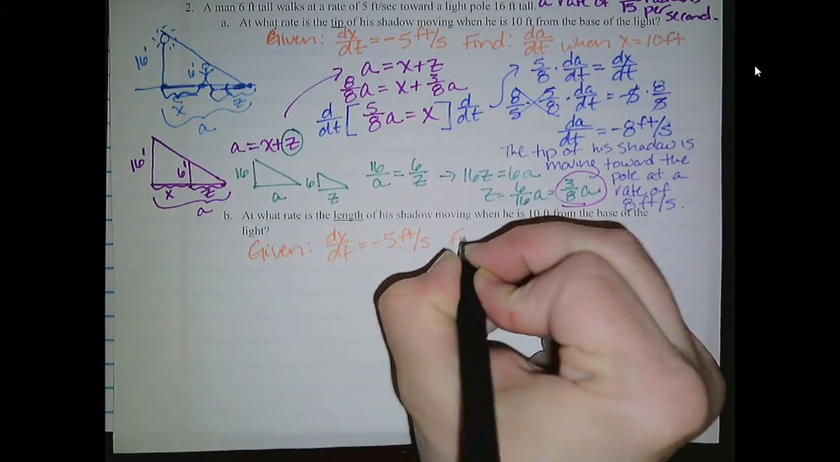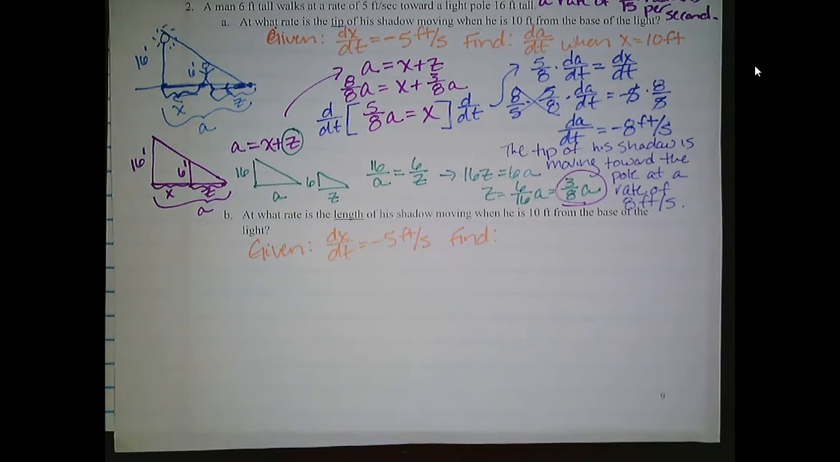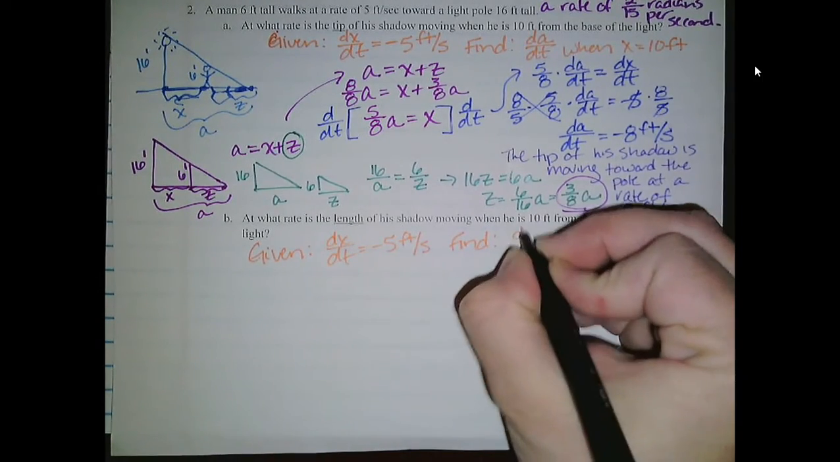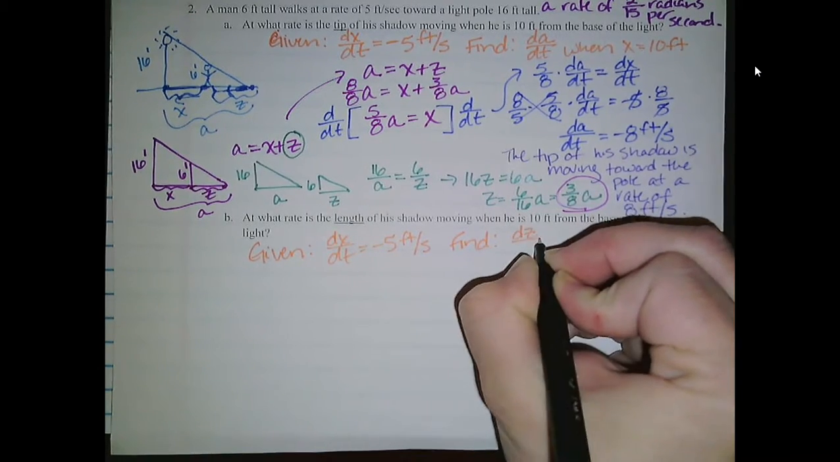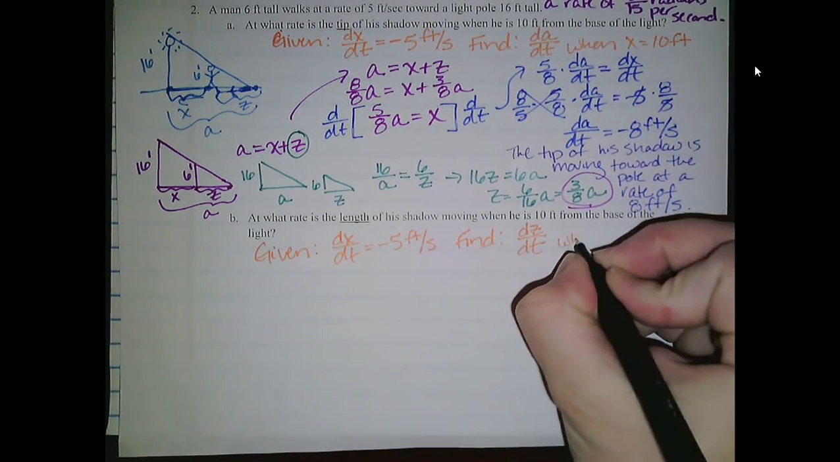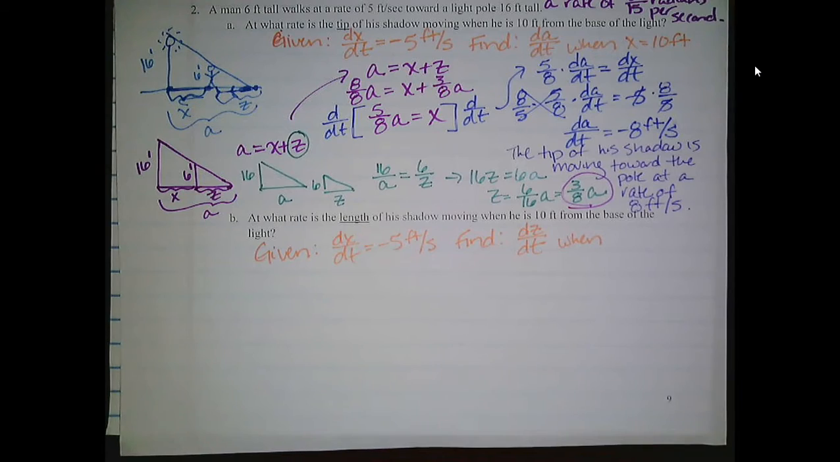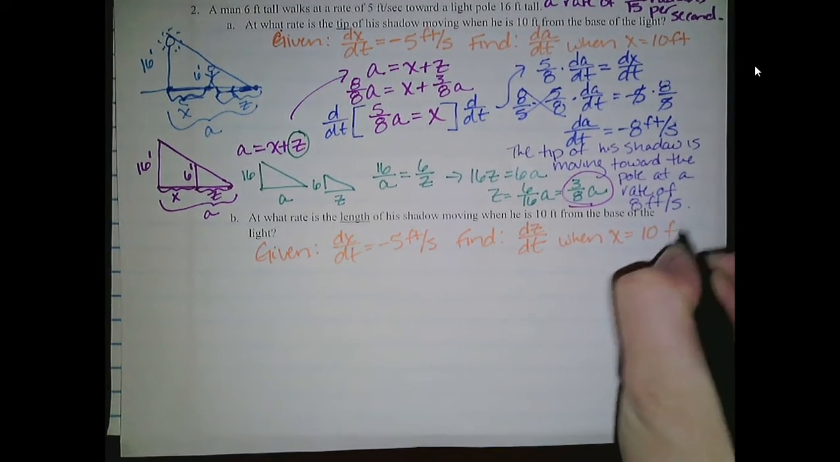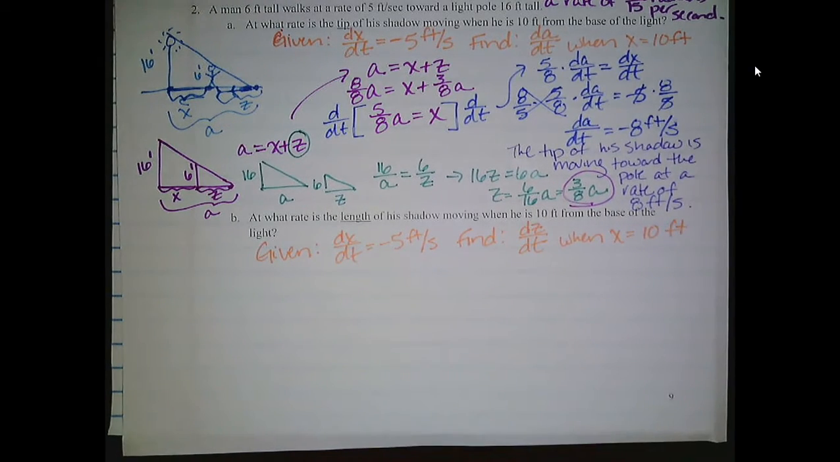But this time, they want us to find the rate of change of the length of his shadow. And if we go back to our original setup, we called the length of his shadow z. So we're looking for the rate of change of the length of his shadow, z, with respect to time, t, when he's 10 feet from the base of the pole. So when x, the distance that he is from the pole, is 10 feet. So at the same instant as part A, but now we're looking for a different rate of change.